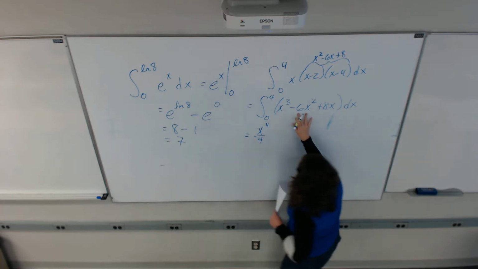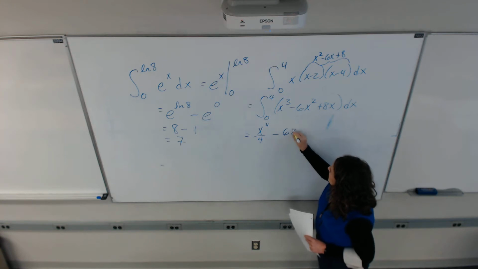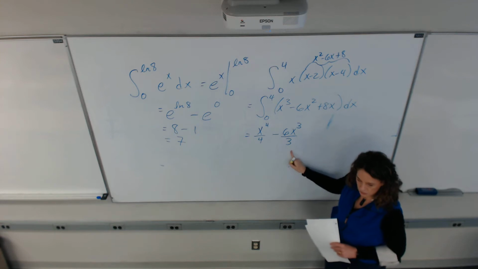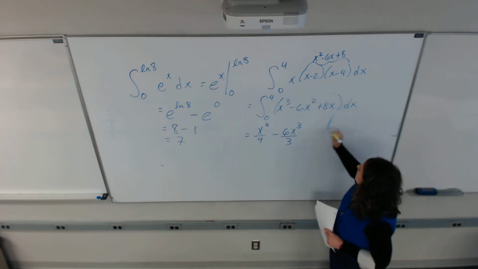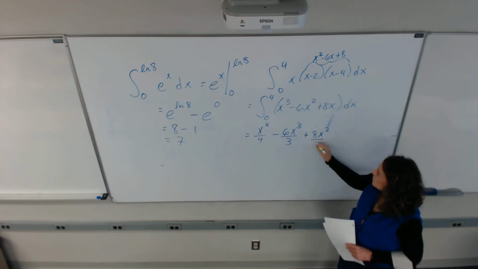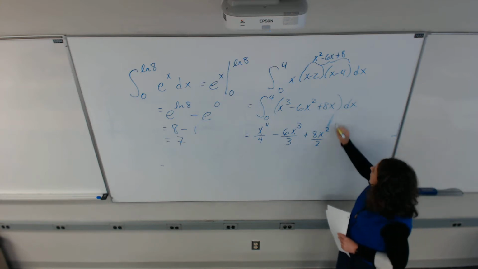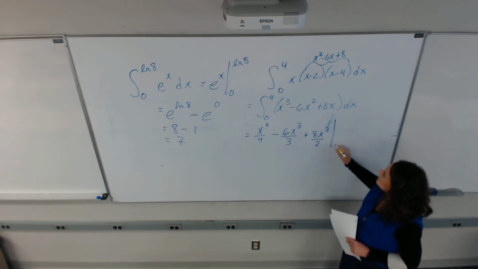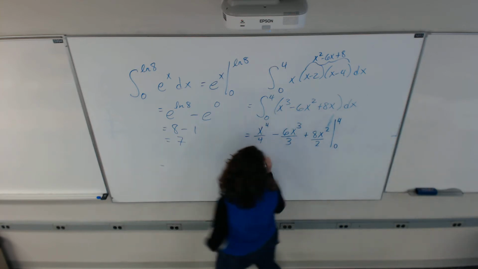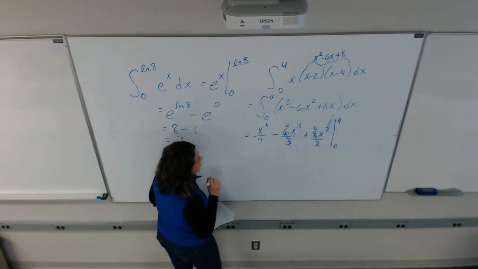What's the antiderivative of negative 6x squared? Negative 6x to the 3rd over 3, and the 6 over 3 will reduce to 2, plus 8x squared over 2, and the 8 over 2 will reduce to 4. And then you're going to plug in the limits of integration from 0 to 4. Okay? So I would go ahead and reduce those, at least write it down so you can plug them in.